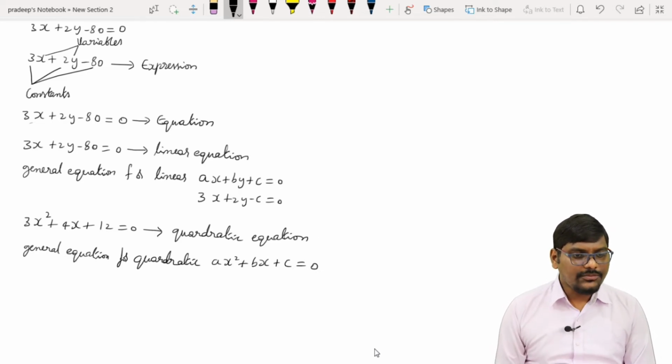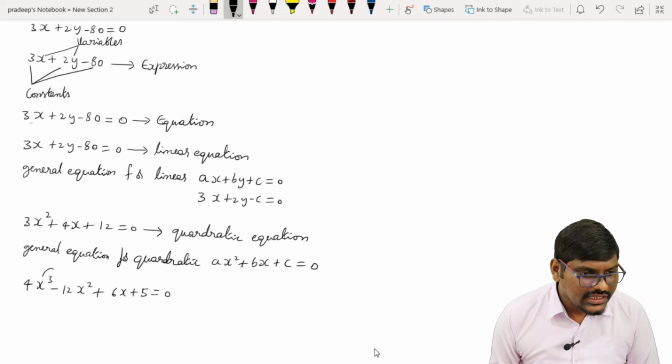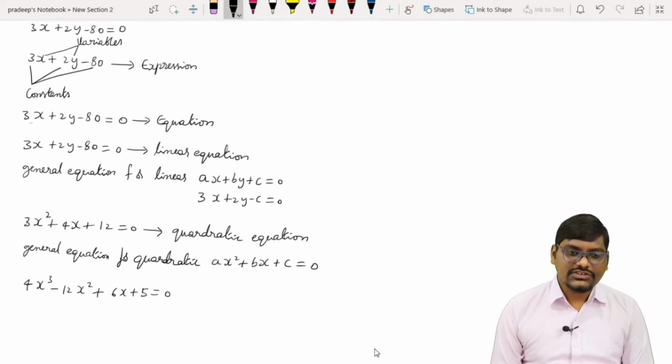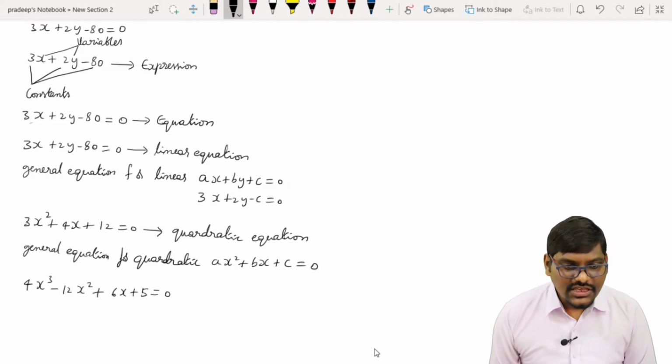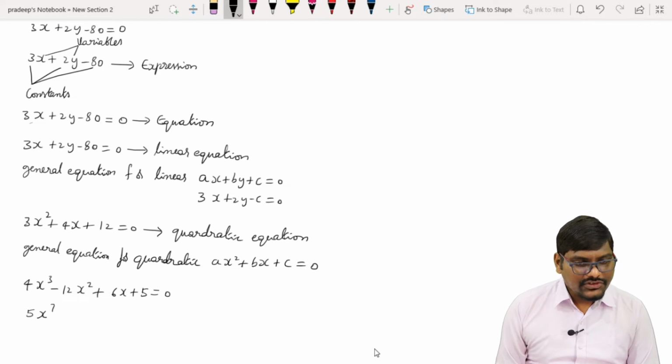There is one more form. I'll show you. Suppose I write 4x cube minus 12x square plus 6x plus 5 equal to 0. See here the power is 3. Whenever the power is only 2, that is a quadratic equation. But if the power is more than 2, then that is a polynomial. So a polynomial can be anything which has power more than 2. Suppose I write 5x power 7 plus 3x power 5 minus 12 equal to 0.